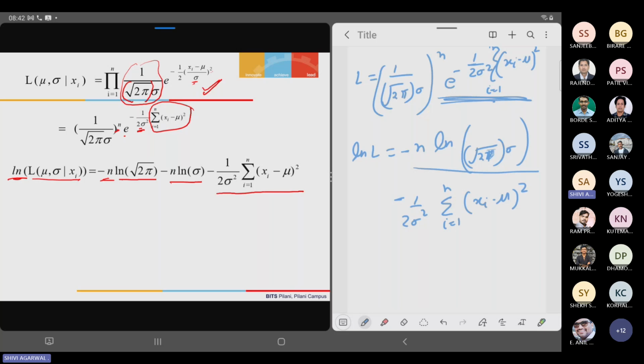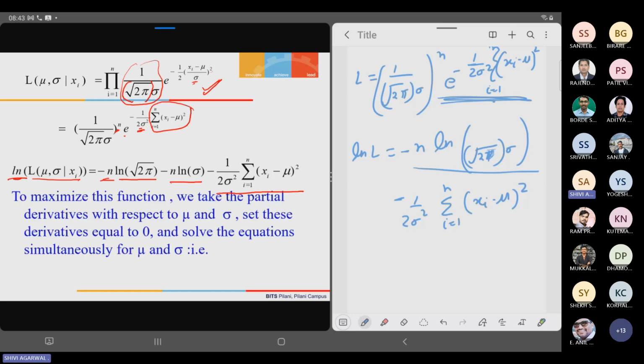Now it is easy to take the differentiation and put it equal to 0 to make it a maximum function. So we are doing this to maximize this function. We take the partial derivative. Why are we taking the partial derivative? Anyone can tell me? I'm waiting for your reply. Why are we saying it is a partial derivative? Because here we have two parameters, mu and sigma. Correct, Mr. Sanjeev, multiple variables, mu and sigma.